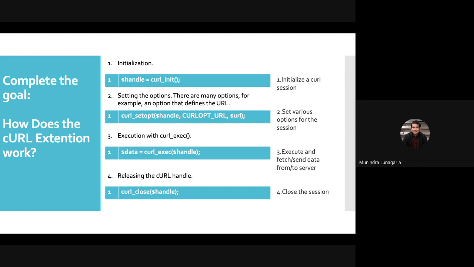Second, set the various options for the session. There are many options, for example options that define the URL. The name of that function is curl_setopt. Inside the brackets we have certain options: first the curl initialization handle, and then CURLOPT_URL, comma, the URL.